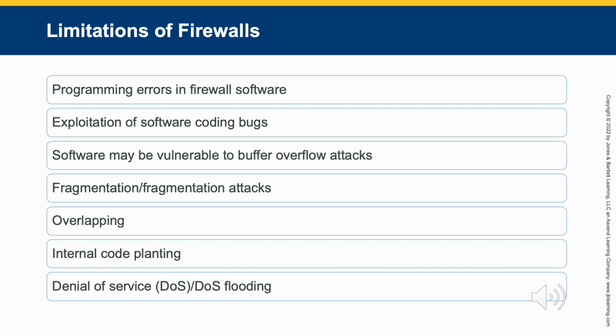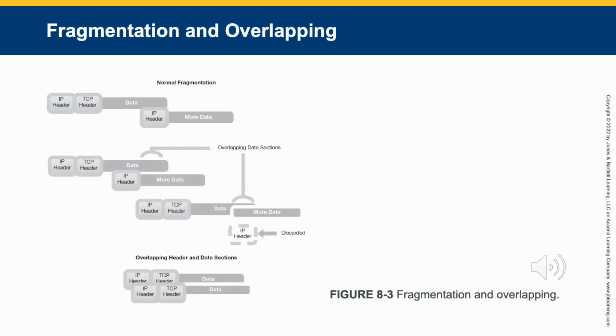Limitations of firewalls: programming errors in firewall software, exploitation of software code plugs, software may be vulnerable to buffer overflow attacks, fragmentation and fragmentation attacks, overlapping, internal code planting, and denial of service or DoS flooding. Here are some examples of fragmentation and overlapping. Normal fragmentation, you can see the example there. Overlapping, you can see how the packets would overlap and the IP header would be discarded. And then overlapping header and data sections is another example.